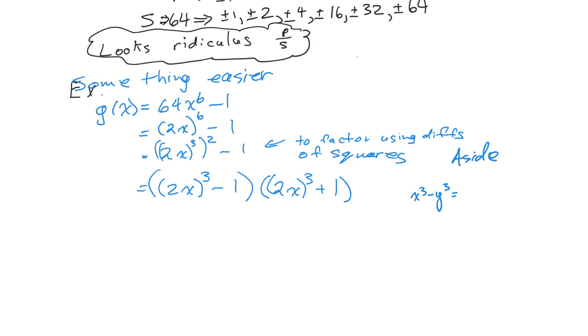The answer is the following. Sorry, it's not that. It's x minus y in the front as our factor, and then you have x squared plus xy plus y squared. Now, if I have x cubed plus y cubed, then you have the following: x plus y, and then you're multiplying by x squared minus xy plus y squared. Okay, that's it.